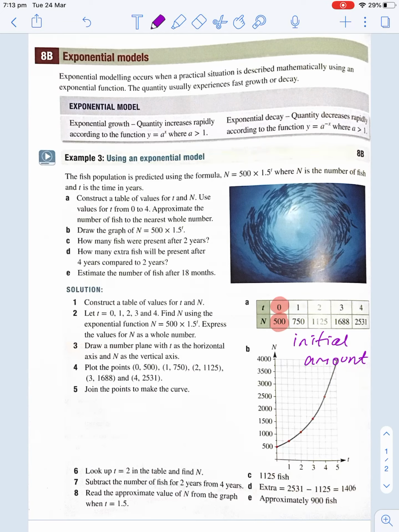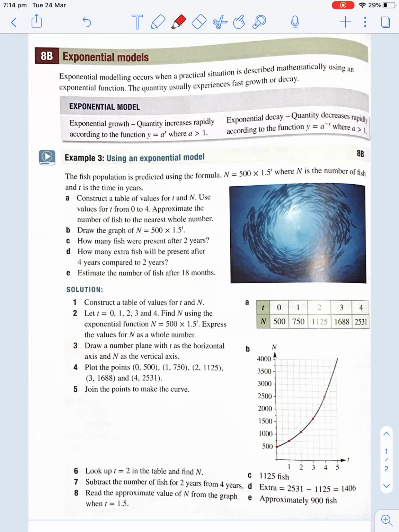You can see that it started out with your 500, then after 1 year it goes up to 750 fish, then after 2 years it goes up to this. It's getting bigger and bigger as time goes on. So that table of values actually does tell us quite a lot.